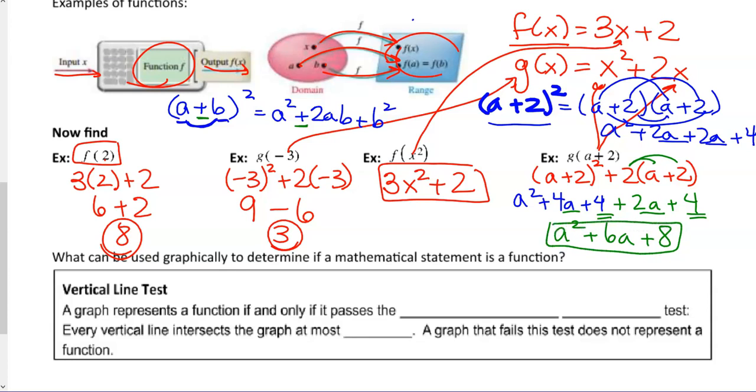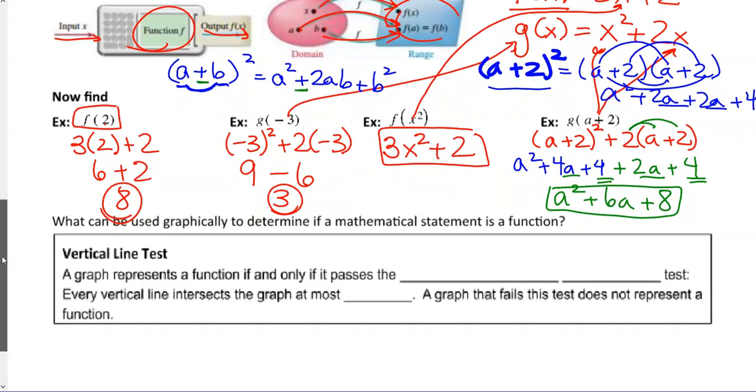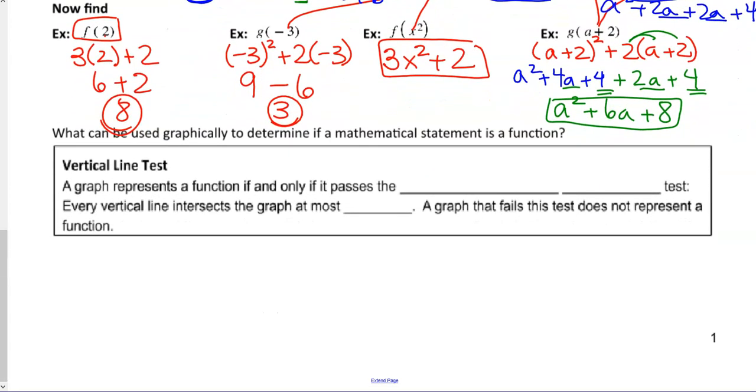Okay, so that is evaluating functions. Function is just a rule. We will work with them all of the time. If we want to think about a function, what makes up a function, that is that only one x value will go to a unique y value. So an x value can't have two different y values. That would not be a function.